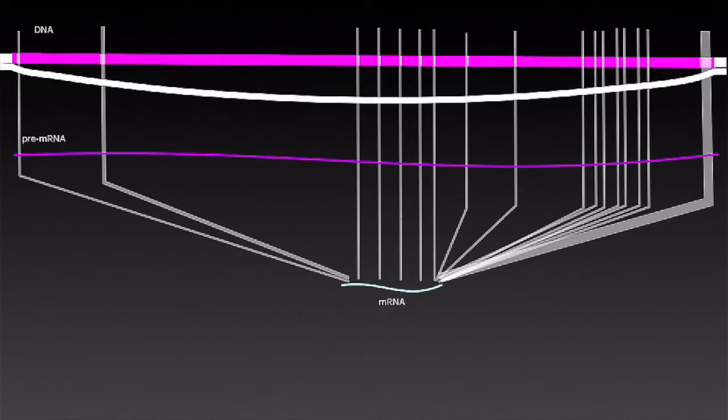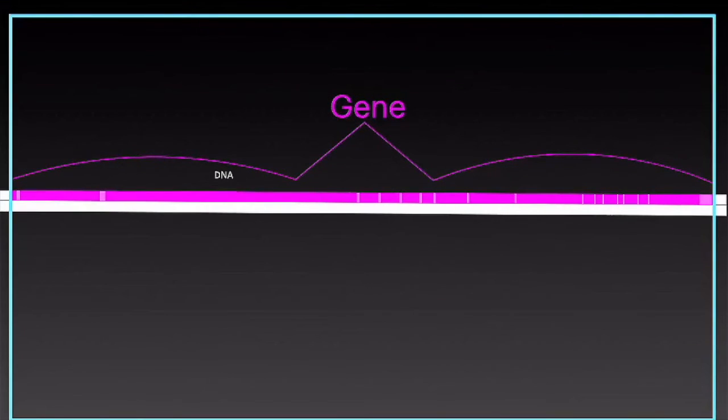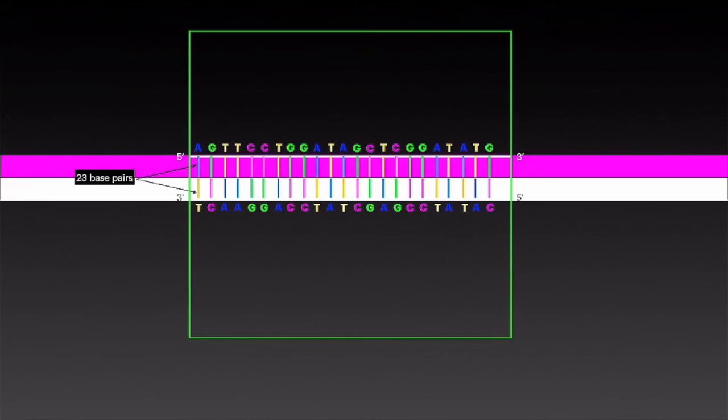So this wide view, where we're looking at the entire length of this gene, helps us see some important things about genes: that there are introns and there are exons. But we're going to zoom in a little bit further. We're going to zoom in to just this little section, this little green box. And this little section, we zoomed way in, is only 23 base pairs long.